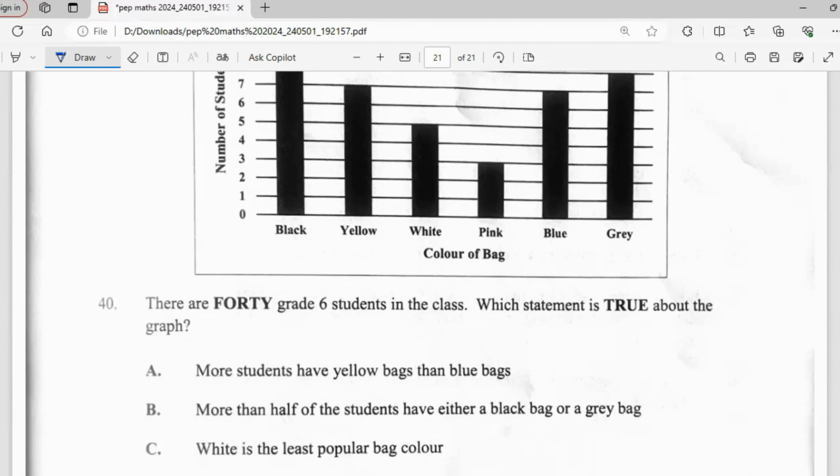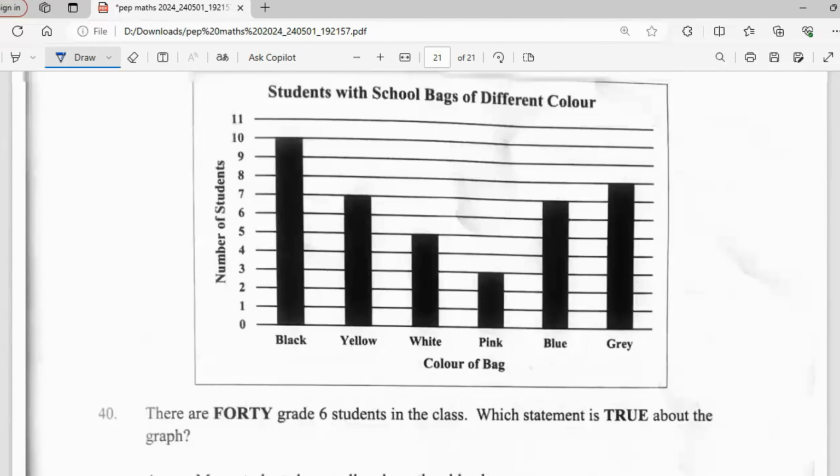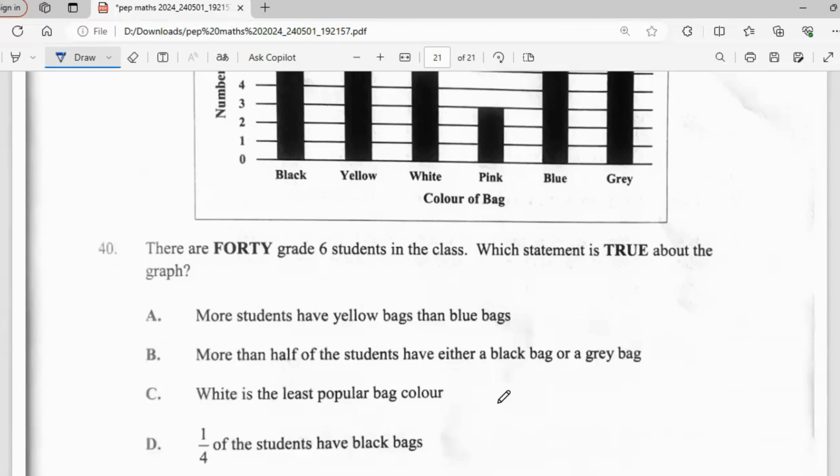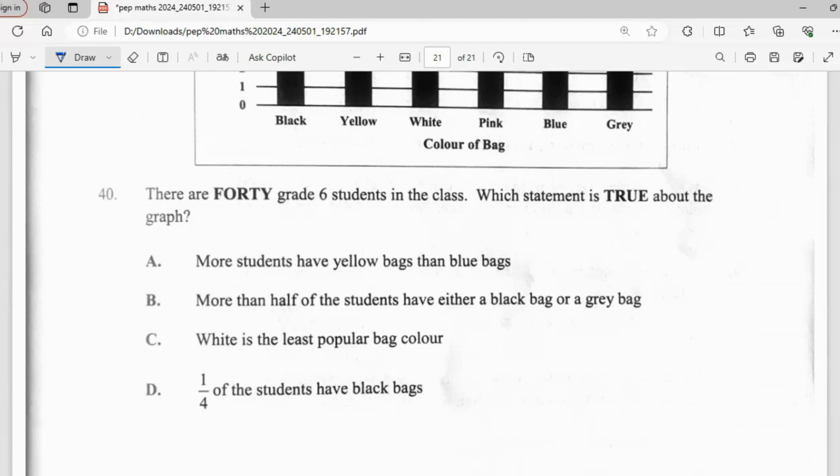More than half of the students have either black or gray bags. That's not correct. Black is 10, gray is 18, and half of 40 is 20. White is the least popular bag. That's not true. Pink is the least popular. And it says a quarter of the students have black bags. That is correct because 10 is a quarter of 40.